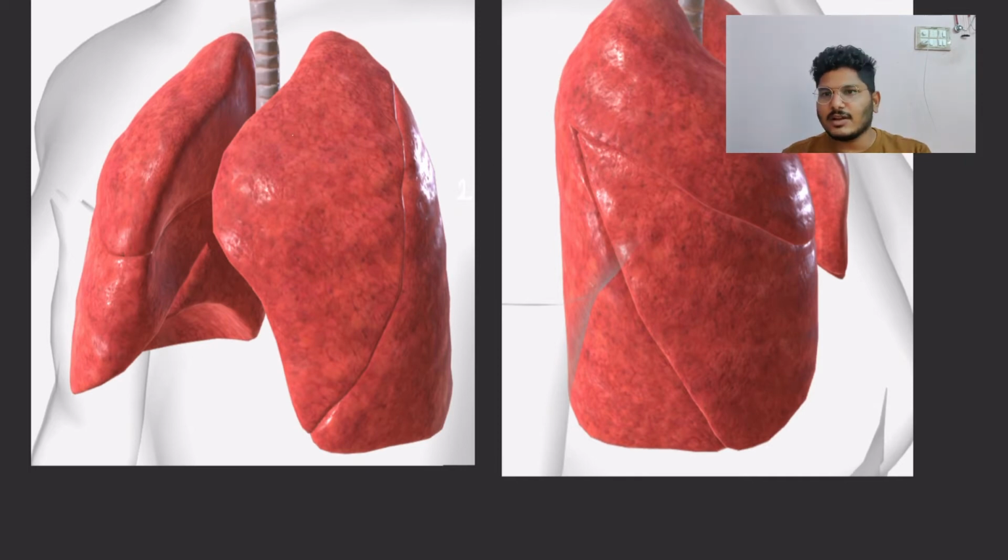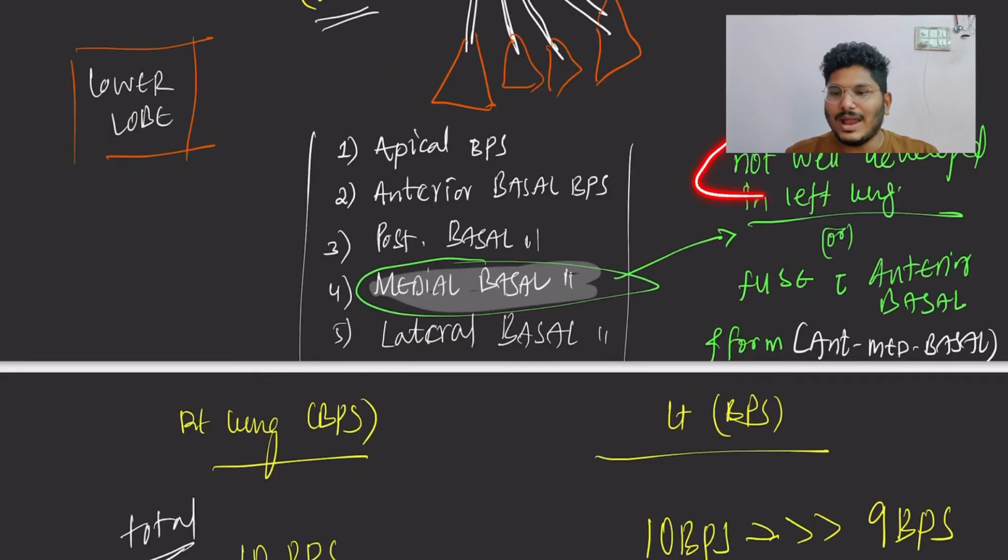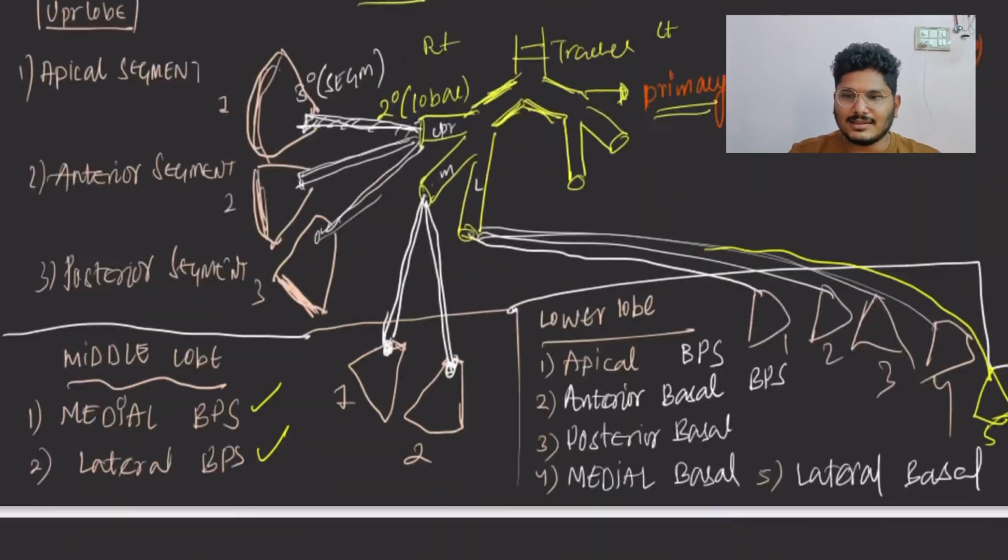Since the left ventricle is the largest cavity of the heart, this medial segment of the lower lobe of the left lung is not well developed. So this medial basal segment is not well developed in the left lung because of the presence of the heart, mainly the left ventricle region. Therefore it will usually fuse with its anterior segment.